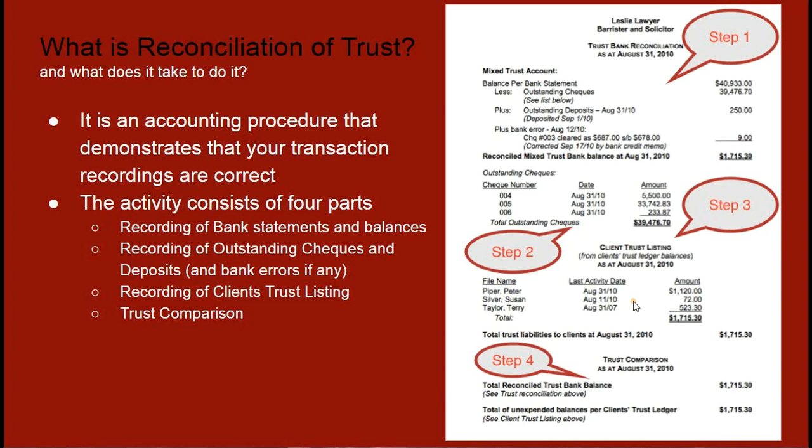And if those two clients are the only two clients in your account right now, then there would be the $700 and $565, leaving the balance at $1,265. In this particular example, you could see there are three clients. Peter Piper with an outstanding balance as of this date of $1,120. We have Susan with $72 left. Terry with about $523.30 left, and that's the total balance.